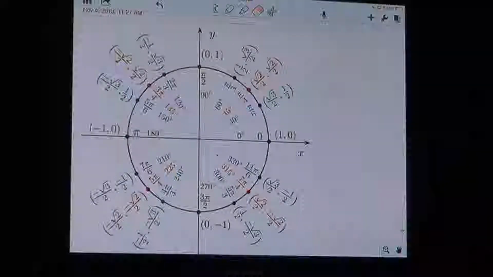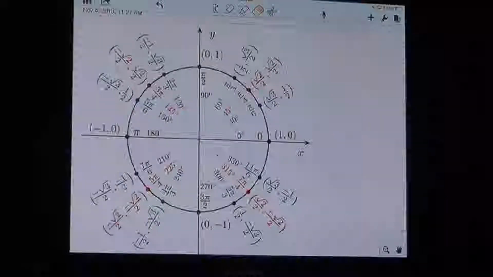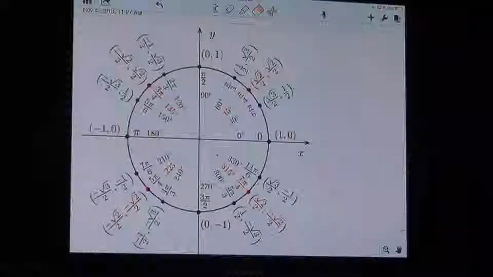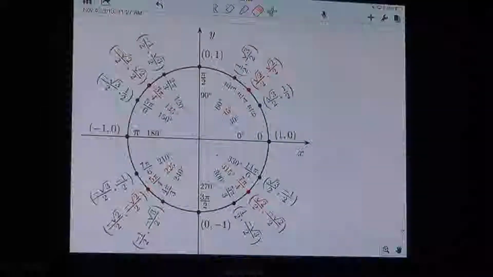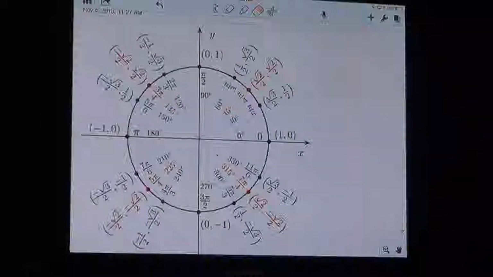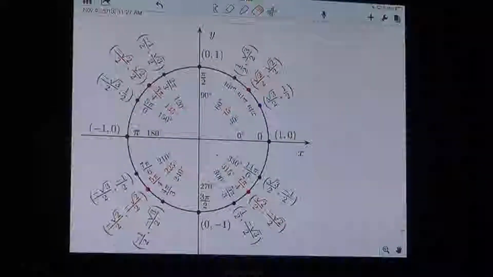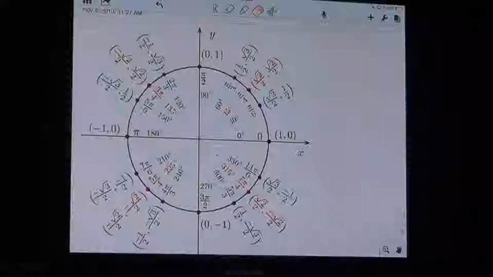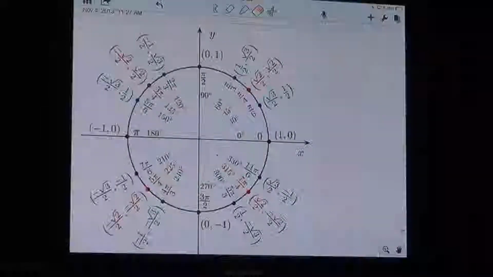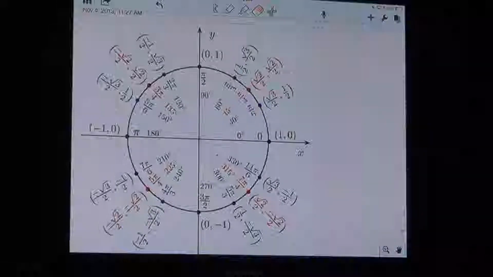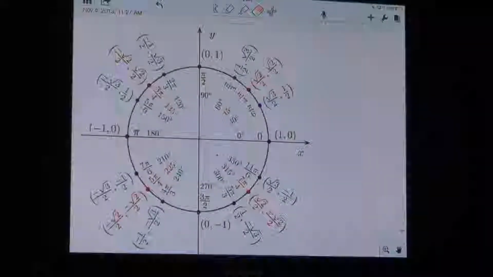Number 11 is negative square root 3. Number 12 is negative 2. Number 13 is 1/2. 14 is negative square root 2. 15 is 1/2. I got negative 1/2. We'll look at it. I could be wrong too. I worked these out. So.